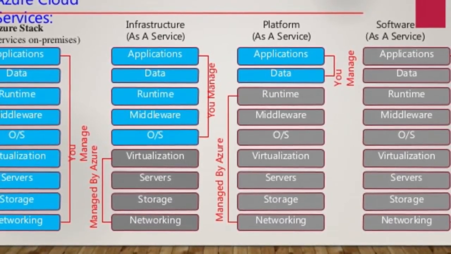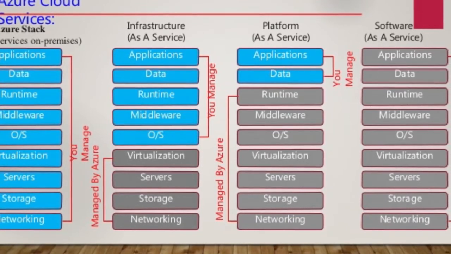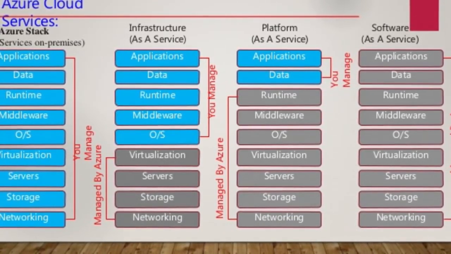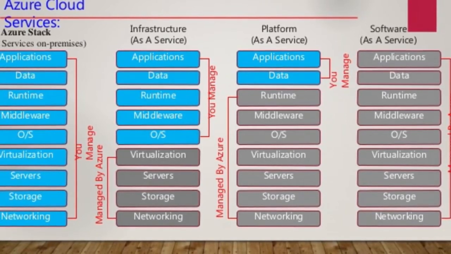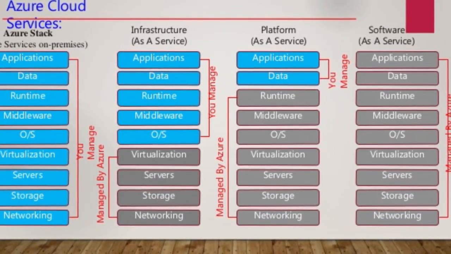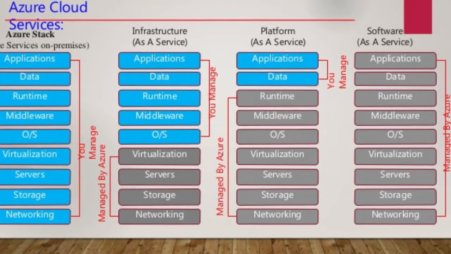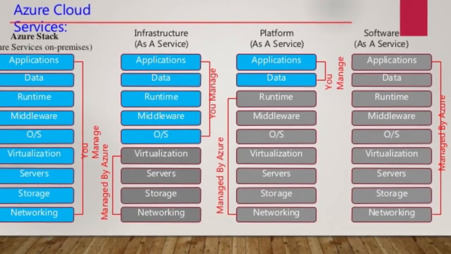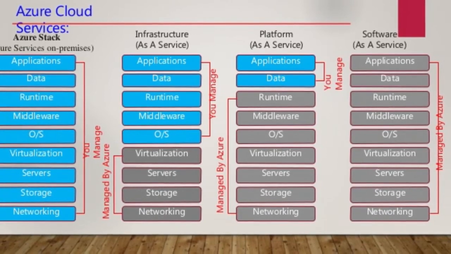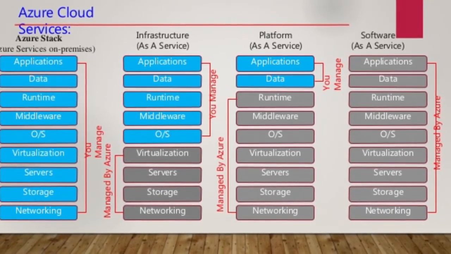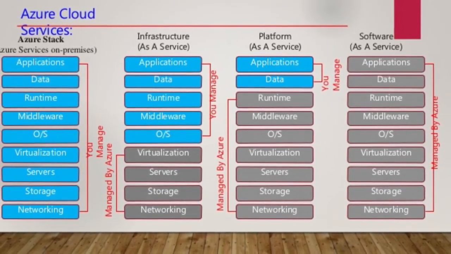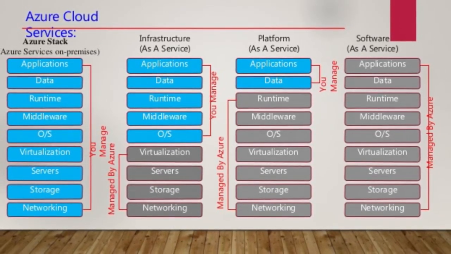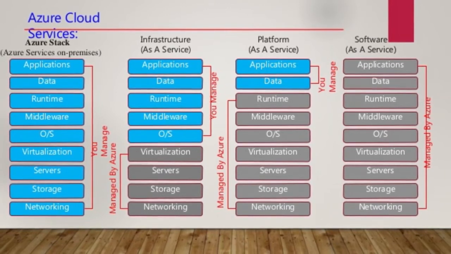At first it will be Azure Stack, which deals with on-premises services connected to Azure, like applications, data, runtime, middleware, operating system, virtualization, servers, storage and networking. In Azure Stack everything will be under user responsibility. Whereas in infrastructure as a service it will be 50% Microsoft's responsibility and 50% the user's. And for platform as a service, 20% on Microsoft and 80% on the user. Finally, software as a service will be completely under Microsoft control.